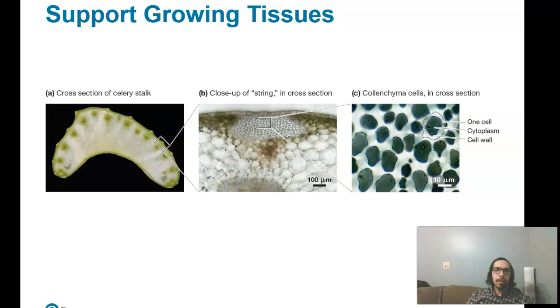So here you can see a cross section of a celery stalk. When you're looking at a celery stalk, you're looking at the petiole of the plant, right? So if you guys remember, the petiole is a little stalk that connects the leaf blade to the stem of the plant. So here's a close-up of the string in cross section. These are the parts that you're able to string off of a celery stalk, and those are made up of collenchyma cells. This is just one example.